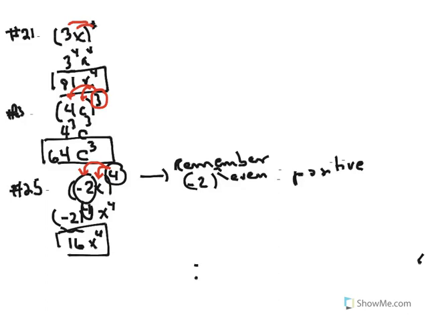Okay, let's do number 27. Let's do problem number 27. We're going to do it right here at the top. And we have now 3 factors: 2ab to the 4th.